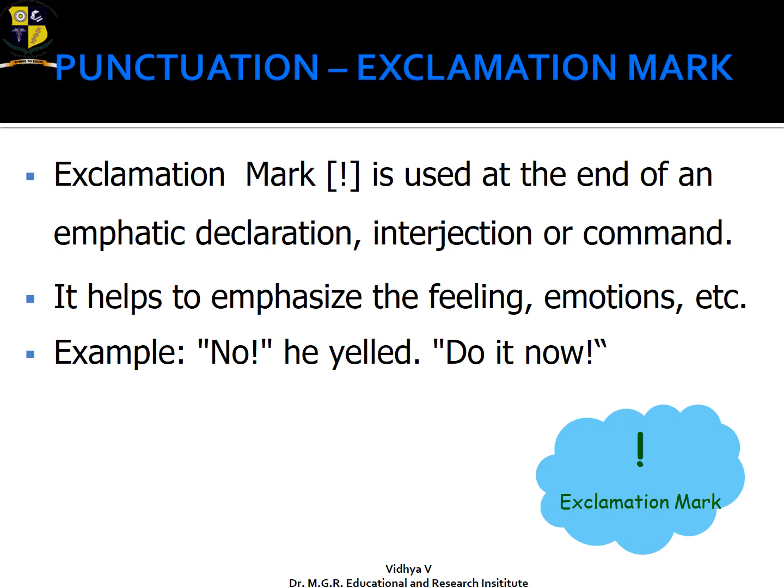Next punctuation is the exclamation mark, which is used at the end of a declaration, interjection, or command, and helps us emphasize or express our feelings and emotions. Your emotions can be happiness, sadness, or joy. That's the time you use exclamation marks. For example, "No!" he yelled. "Do it now!" This is like a command, so that time you use an exclamation mark.